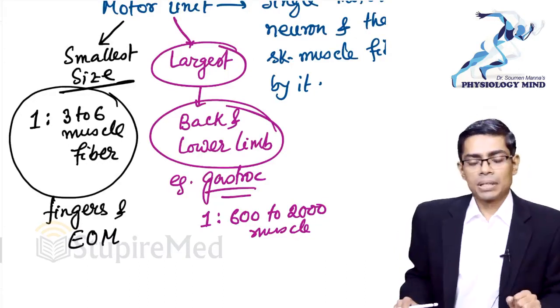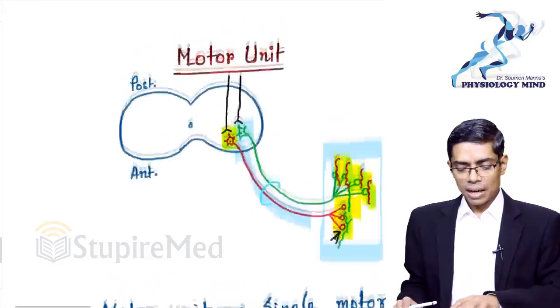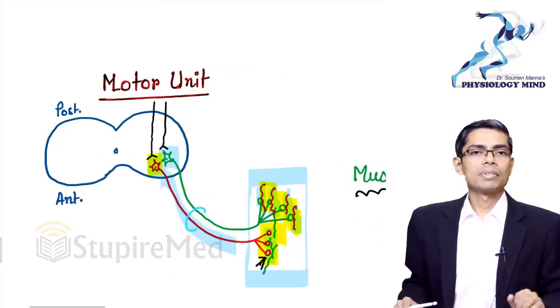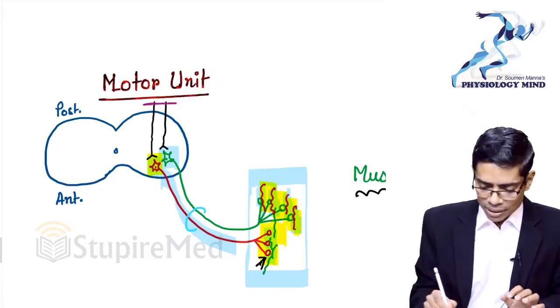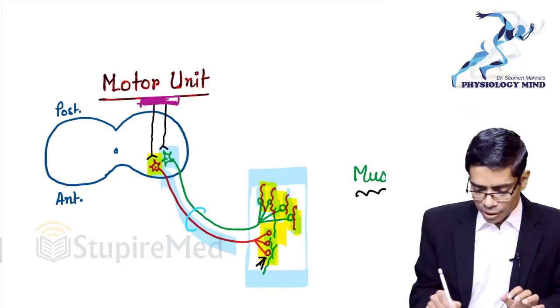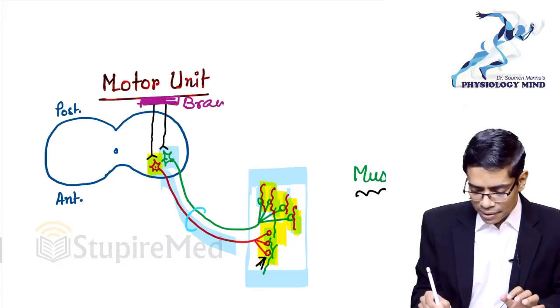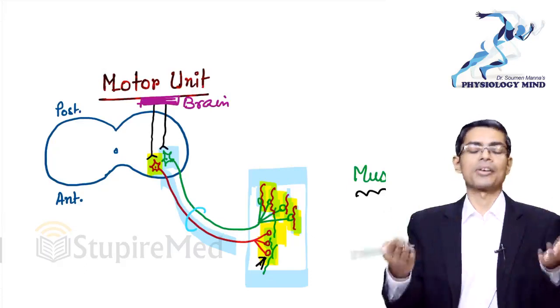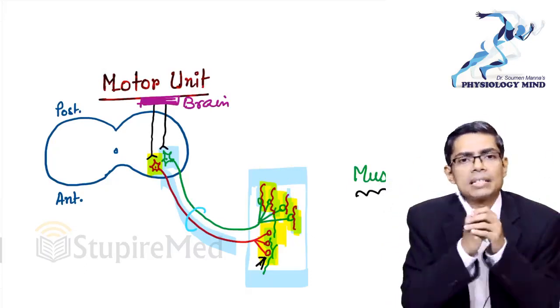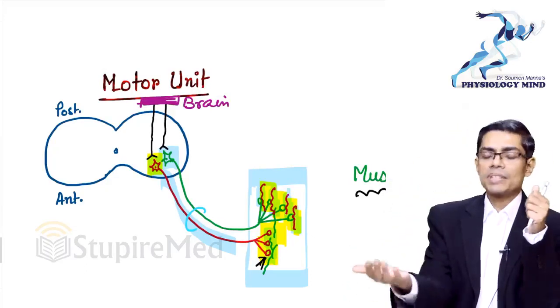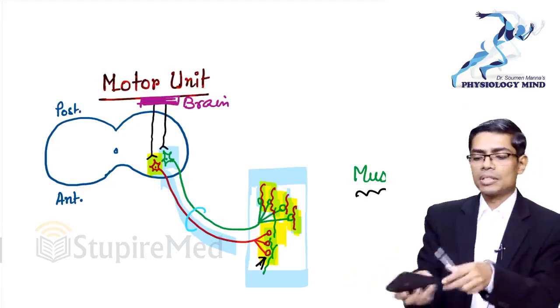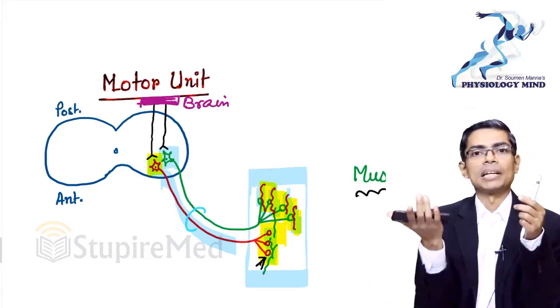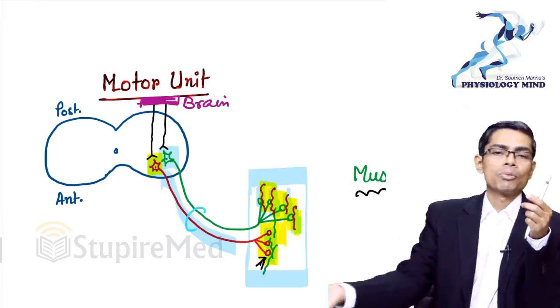Now I told you that these motor units are under the control of the cerebral cortex. Okay, so imagine that this is your brain. He is signaling this motor unit for contraction. Just take an example that I want to lift a certain load. Suppose this is the mobile. I want to lift this mobile with my hand. Okay, so what will happen?